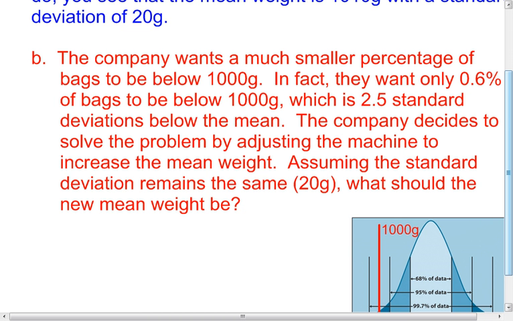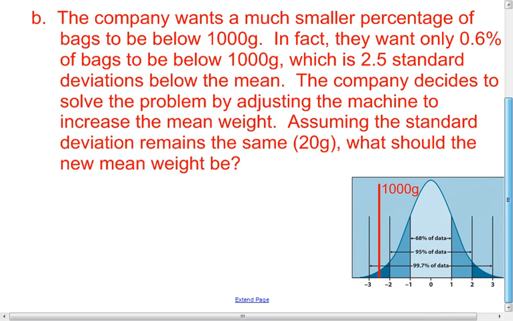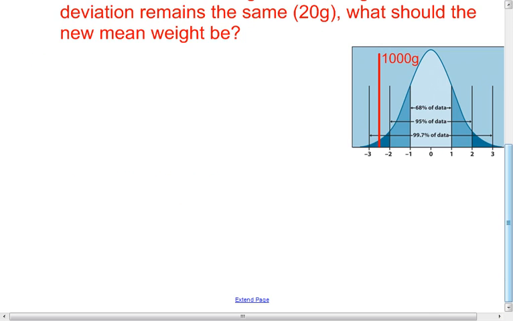So what they want to do is solve the problem by putting a little bit more sugar in each bag. They want the 1,000 grams to fall at 2.5 standard deviations below the mean. They still want the bags to weigh 1,000 grams, but now they want to change where the mean value is. They want to change how much sugar on average goes into each bag. So they are going to use this formula right here.